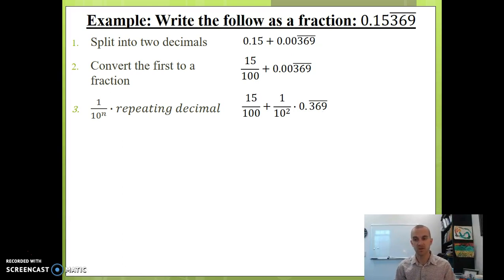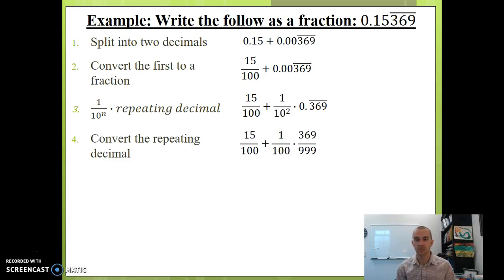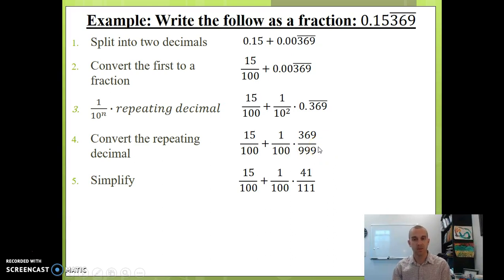Now we can convert the 369. We can say, well, that's 3 digits that are repeating, so we need 3 nines. We can multiply and simplify. So if I simplify my fraction here, I can see they're both divisible by 9, or I can divide by 3 and then divide by 3 again. That will simplify to 41 over 111. I follow my order of operations, which tells me to multiply my two fractions first. So that's going to give me 41 over 11,100.